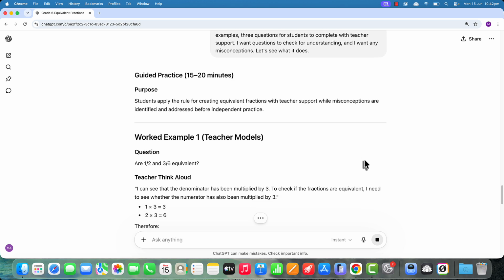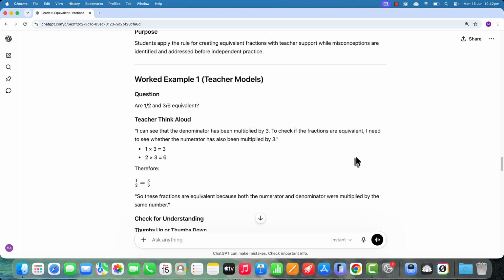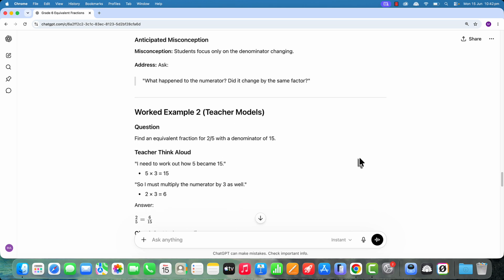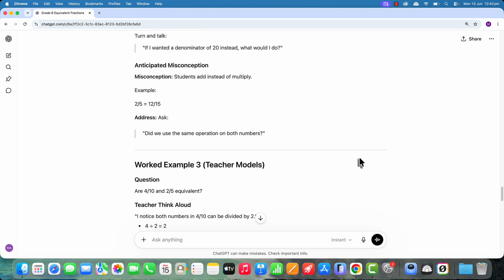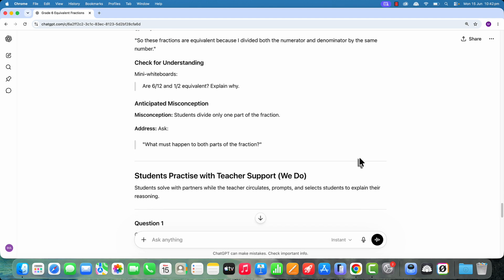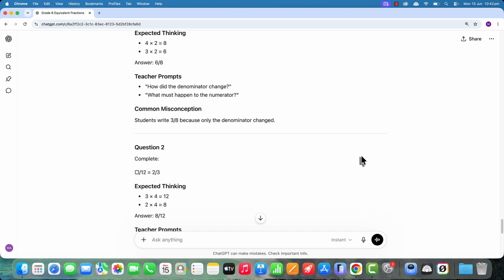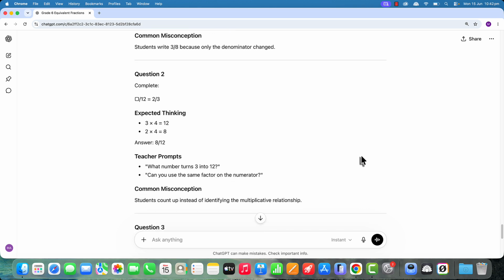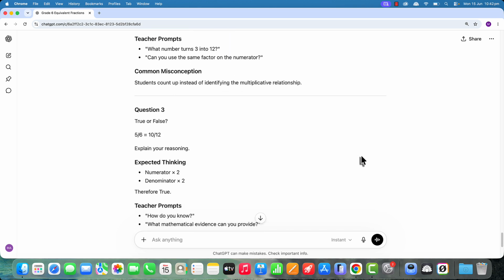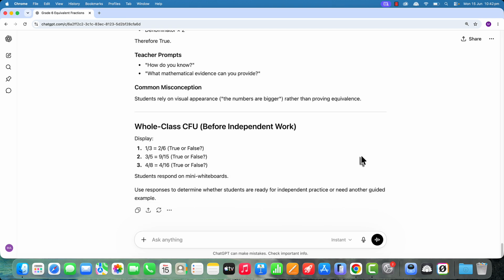Now let's have a look at our refined section. Remember, I was very specific with what I wanted. So I've got 1 worked example, a second one, a third one. I have some student practice with teacher support, and I have some common misconceptions. And I have check for understanding.